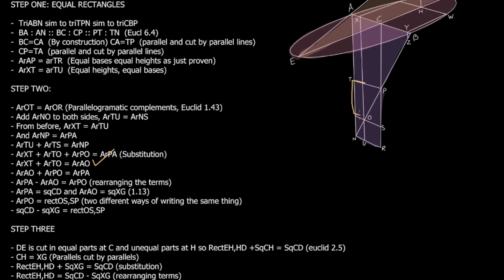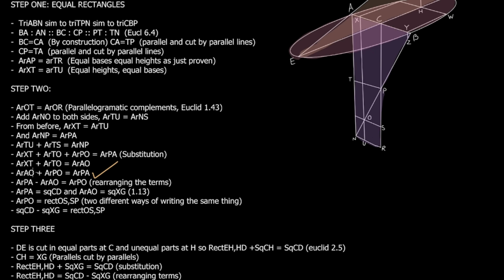So I'm going to sort of redraw this out. So we've got this area, we substituted it for TU, and we've got PO. And then once again, just move this area to this area OR, because we know that they are parallelogrammatic complements, and that will make it equal to this whole area TR. I hope I'm not doing this too fast. And of course TR is equal to PA. So that's easy enough.